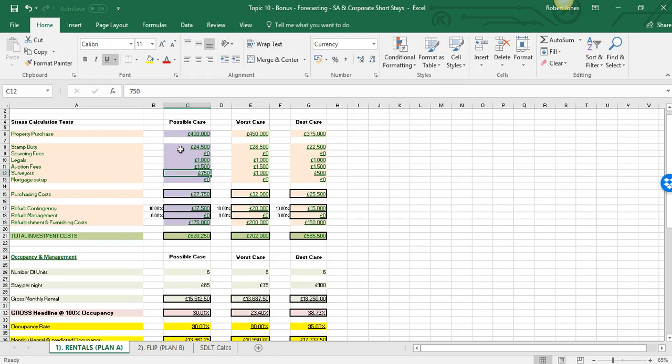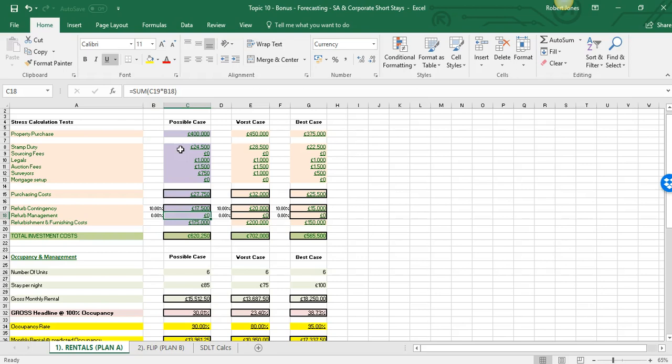Survey cost for the property. It needed a significant survey doing on it because of the size of the building. No mortgage setups. You've got here £27,000 worth of costs, and it's not an insignificant refurbishment. You can see here about 175,000 required for the refurbishment. 10% contingency, no management costs, no additional project management fees on top of that.